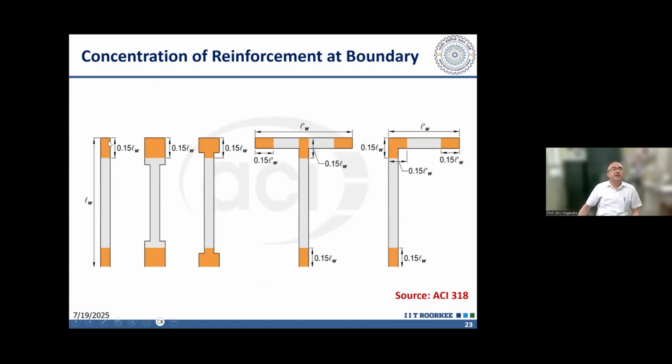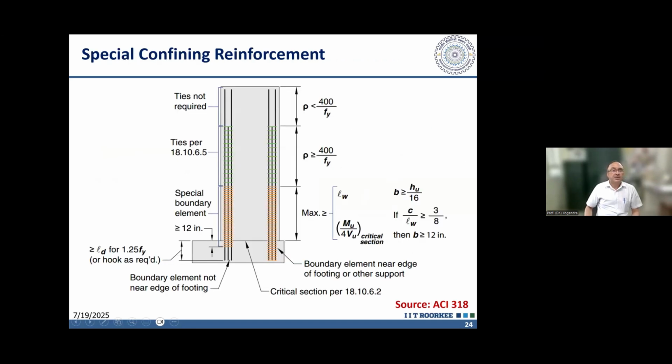Now in ACI 318, the length of this boundary element is given as 15% of the length, where concentrated reinforcement is needed in different plan shapes of the shear wall. The width or thickness of this boundary zone may be the same as that of the shear wall. It may be larger than that of the shear wall, but the length has to be 15% of the total length. And in the bottom portion here, there will be special confining reinforcement similar to what we are using in the columns.